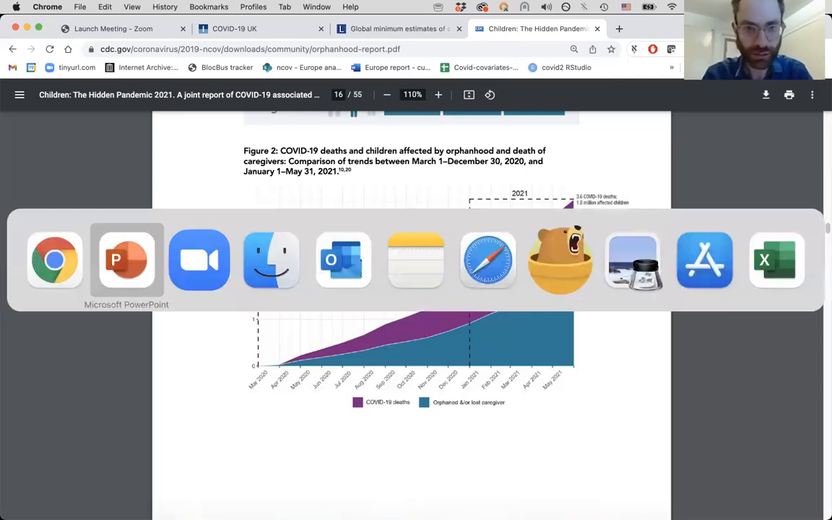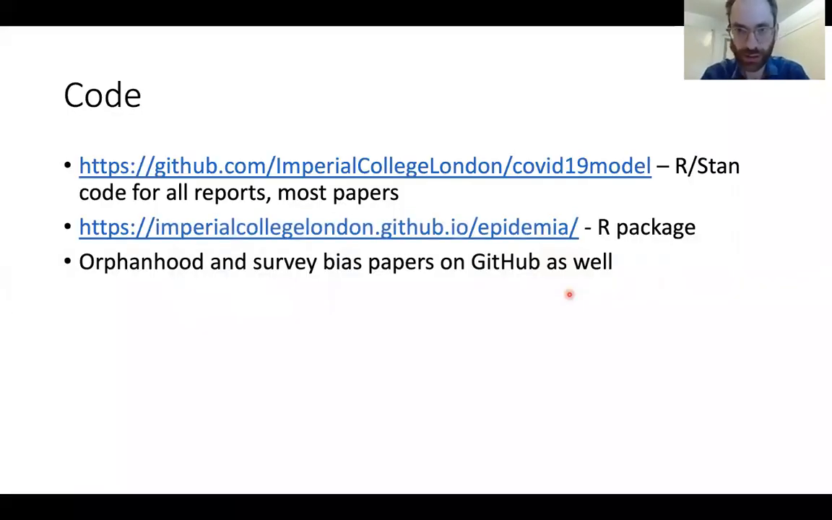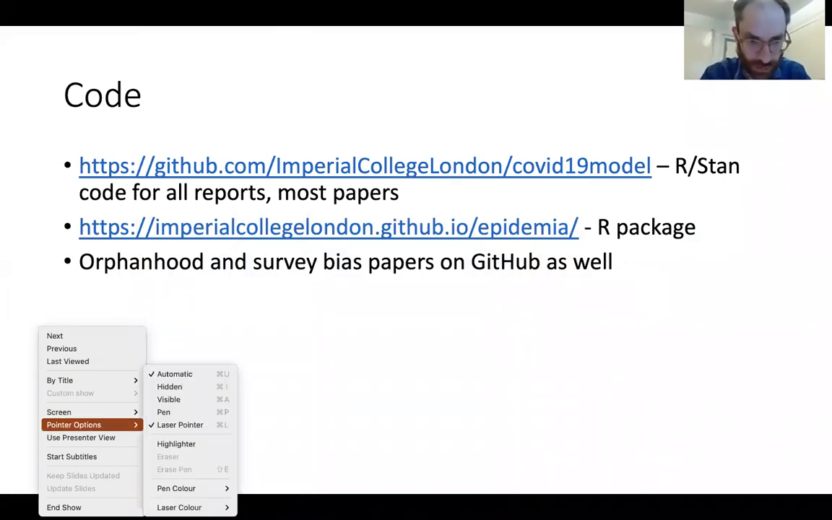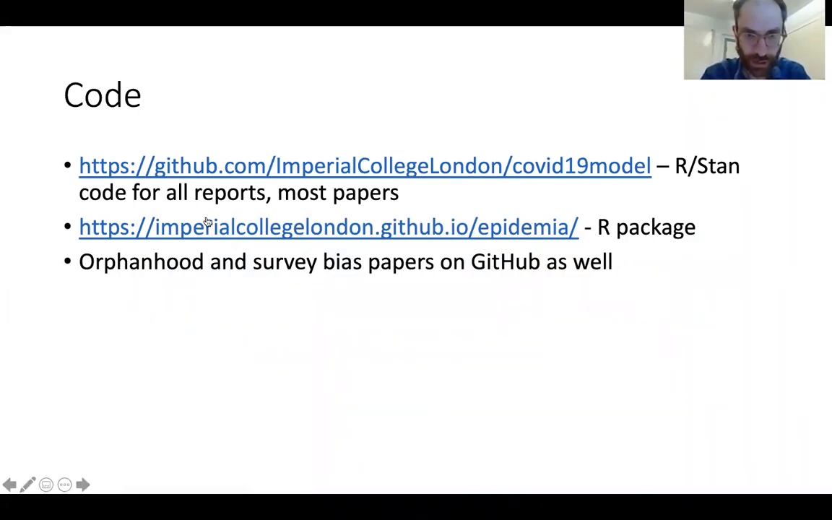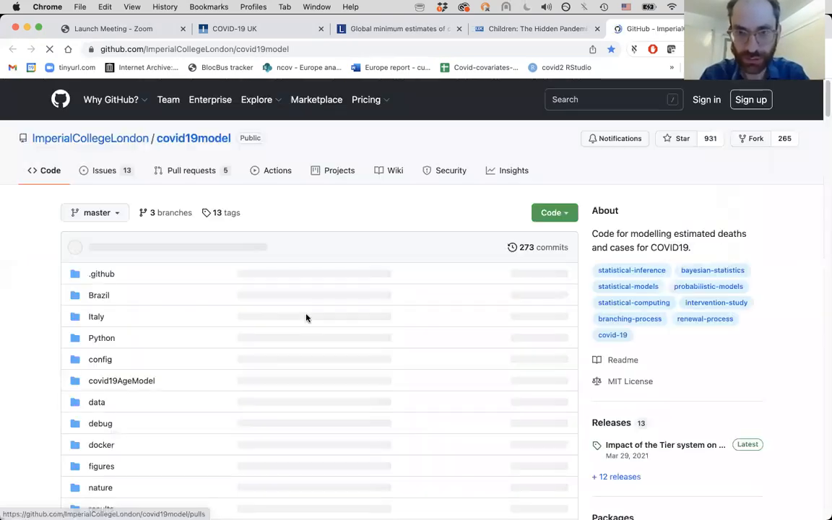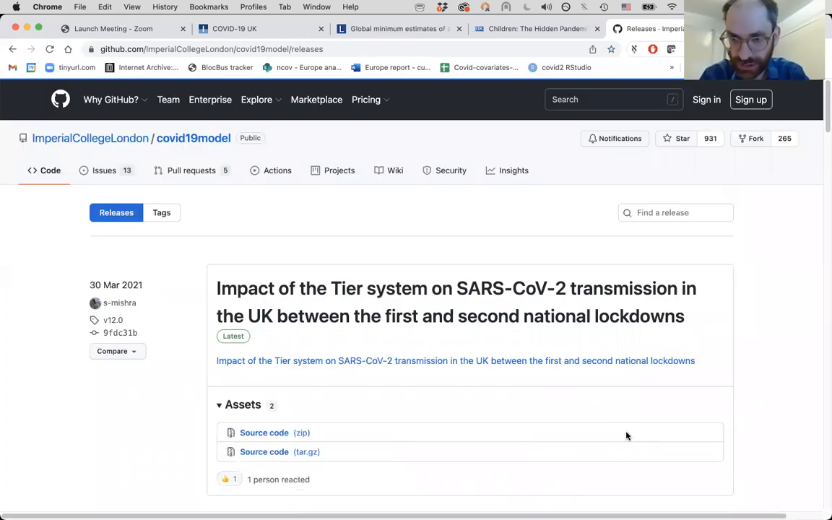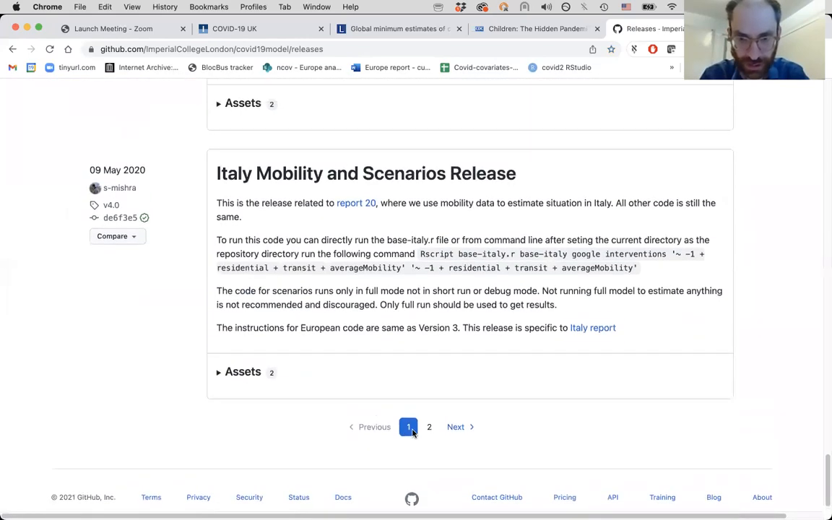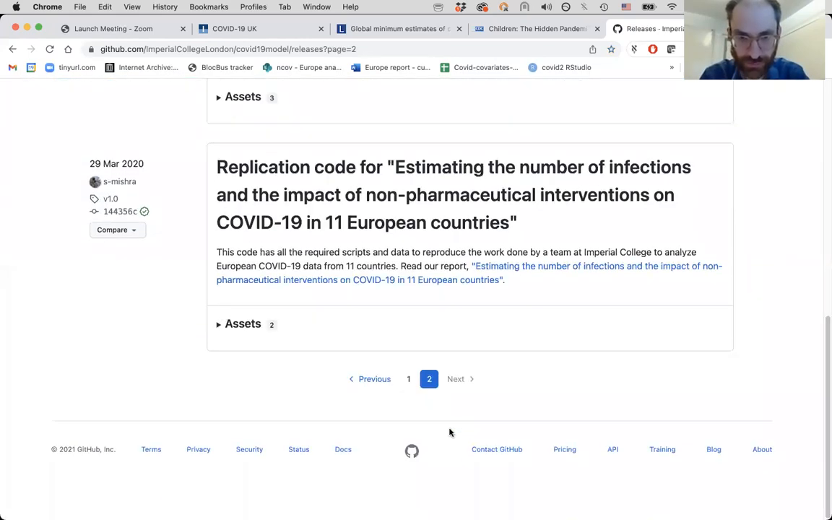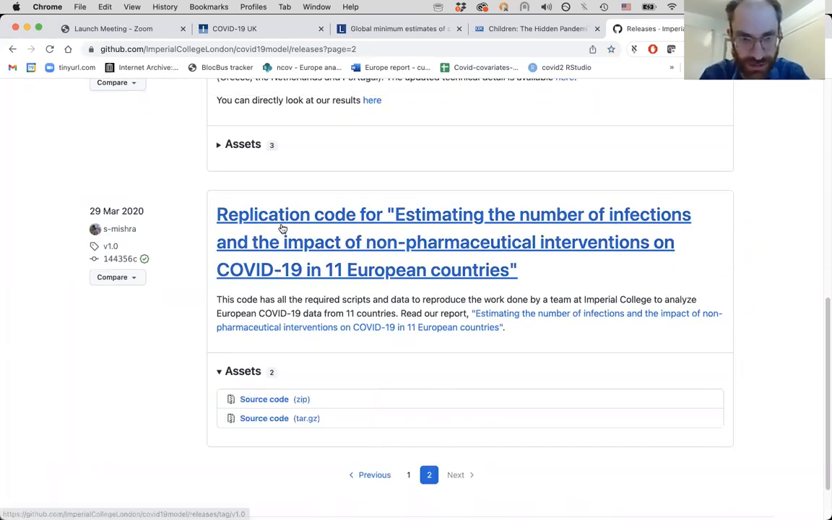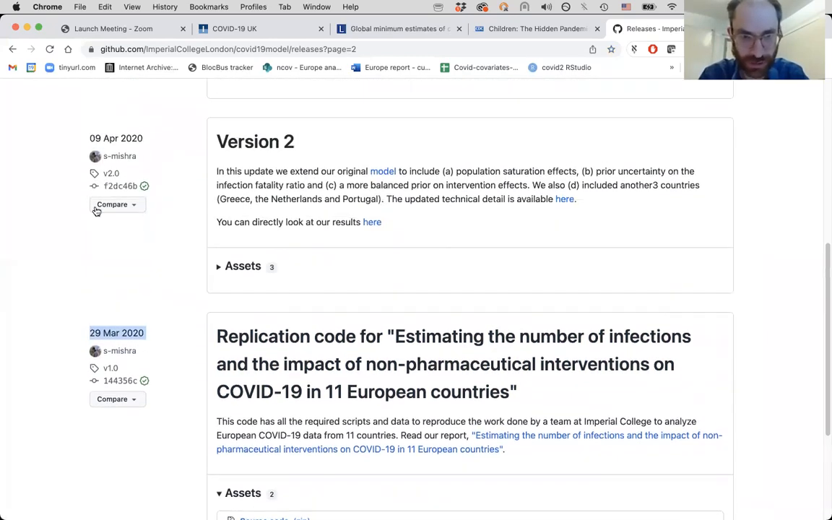Okay, so to conclude, there's code online. All of the stuff that I've told you about is reproducible. That's been very important to us. And people have built on it as a result. You can go back to the first release. Version 1, replication code. What date was this? March 29th, reports released on March 30th, yeah.